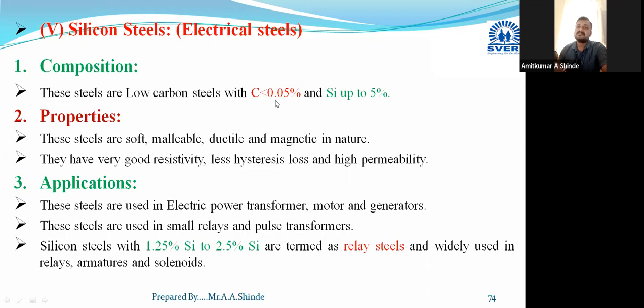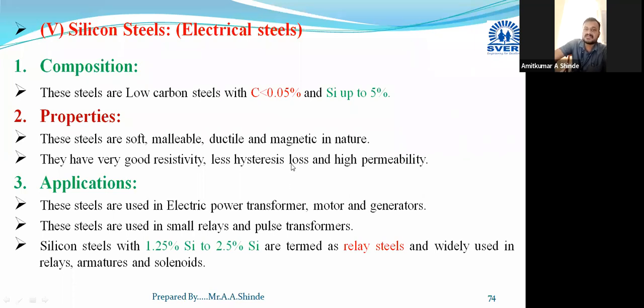Silicon steel has very good resistivity. Resistivity is nothing but the resistance to the flow of electric current. It has good resistivity, and then less hysteresis loss and high permeability. Now these two terms you may be aware of, but I will explain them. First, less hysteresis loss.